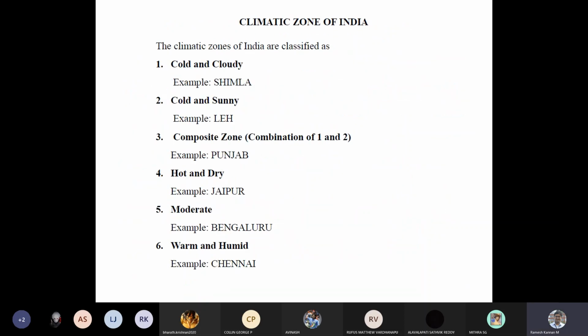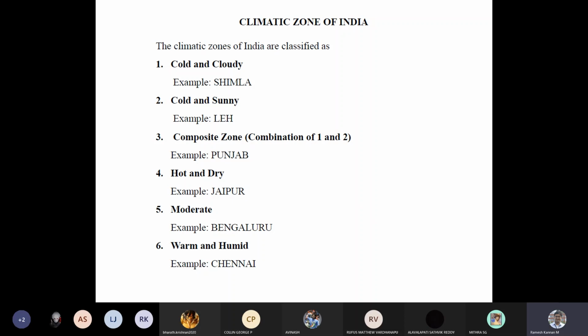Before we get into the energy efficiency, you should know this. India is divided into 6 climatic zones. One is called cold and cloudy, an example is Shimla. Next is cold and sunny, an example is Leh. And composite is a combination of cold and cloudy and cold and sunny. So partly it will be cloudy for a particular season, and it will be sunny, but sunny in the sense of not very hot as in the case of Chennai, it receives partial sunlight. An example is Punjab. And hot and dry is Jaipur.